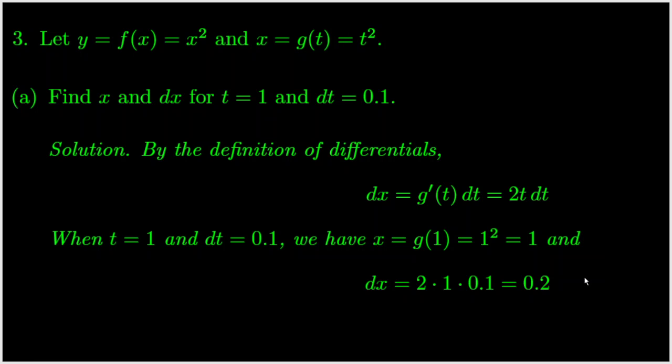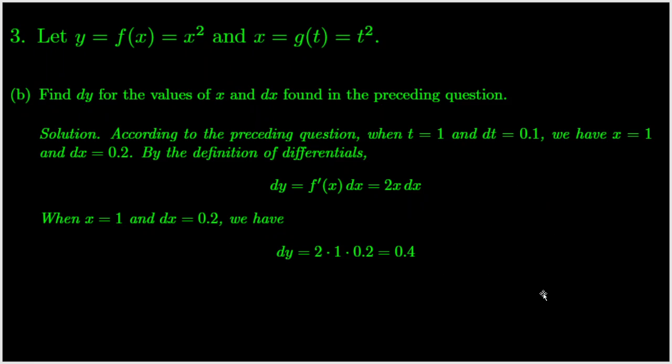To motivate an important property of differentials, we work on question 3. In question 3, the differential dx is the derivative of g of t times dt. Plug the particular values of t and dt into the differential, we get the value of the differential. In question 3b, the differential dy is the derivative of f of x times dx. Plug the particular values of x and dx into the differential, we get the value of the differential.